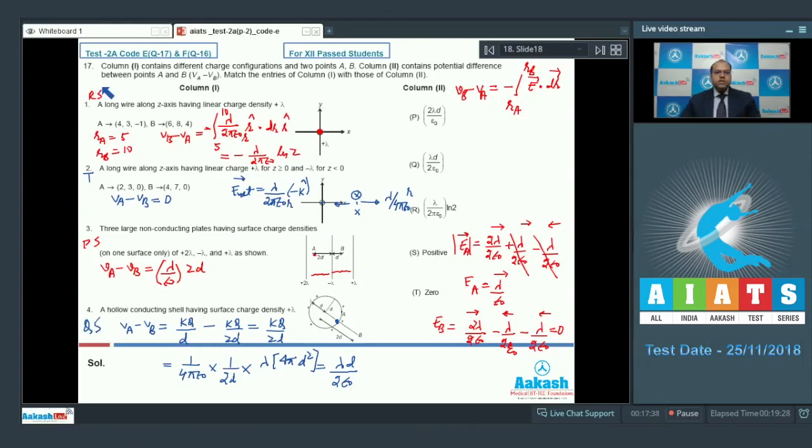So the correct answer for question number 17: for entry A it is RS, for entry 2 it is T, for entry 3 it is PS, and for entry 4 it is QS. Let's move to question number 18.